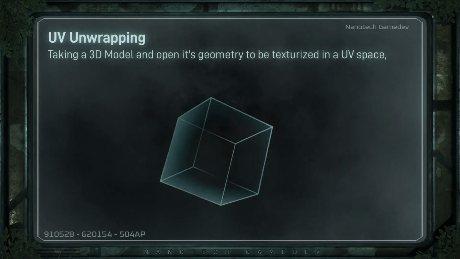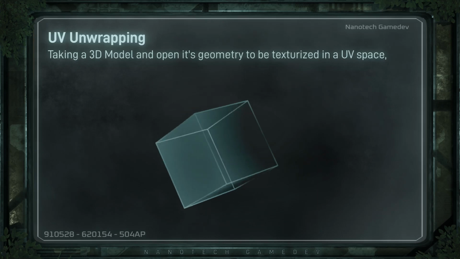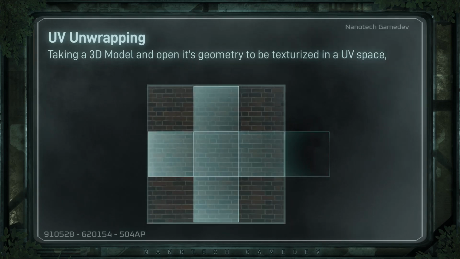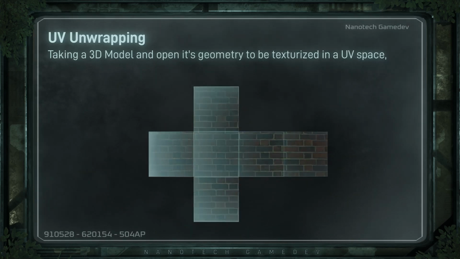UV unwrapping is the process of taking a 3D model and slicing it open in a plane using its geometry. Then we can use it with textures, and the object will take that texture and display it correctly on the 3D model.